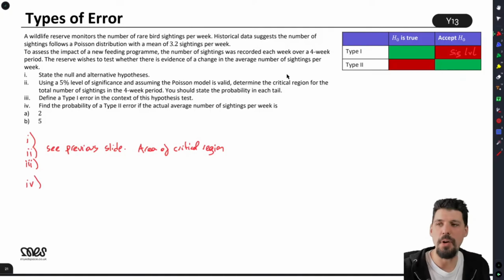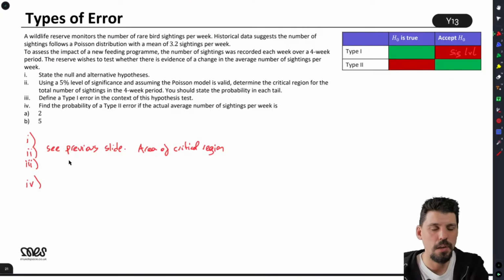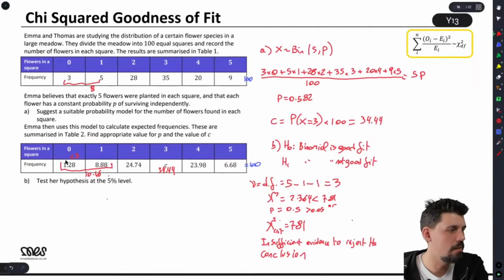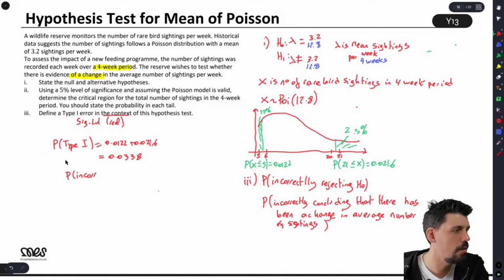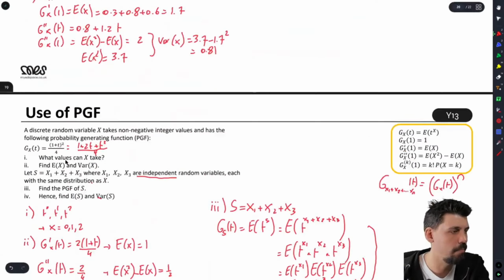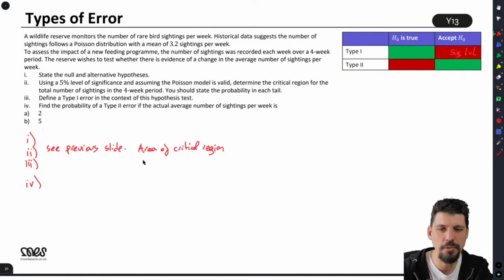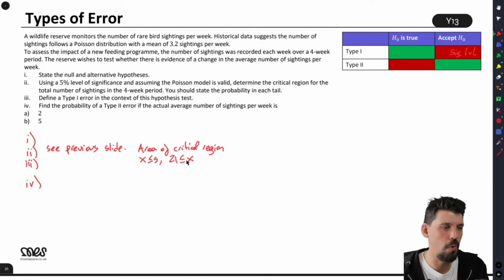Now, a type 2 is the other way round, is H0 is not true, and we accept it. Can we just go check our critical region, actually? What did we say it was? Was it this one? No. There we go, rare birds. Oh, it is the exact same one. So we said 5 or less or 21 or less, correct? So less than or equal to 5, more than or equal to 21. Right, so my critical region was less than or equal to 5 or more than or equal to 21. Okay?